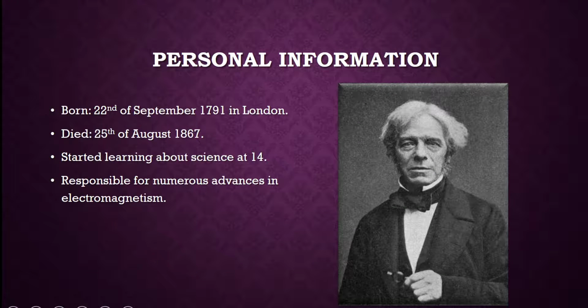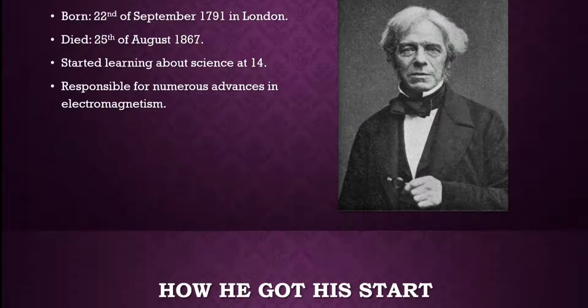Some personal information about Michael Faraday. He was born on the 22nd of September in 1791 in London. He then died on the 25th of August in 1867. He started learning about science at the age of 14, and I'll speak more about that on the next slide. And he's responsible for numerous advances in electromagnetism, as we've been learning about for the past few weeks.